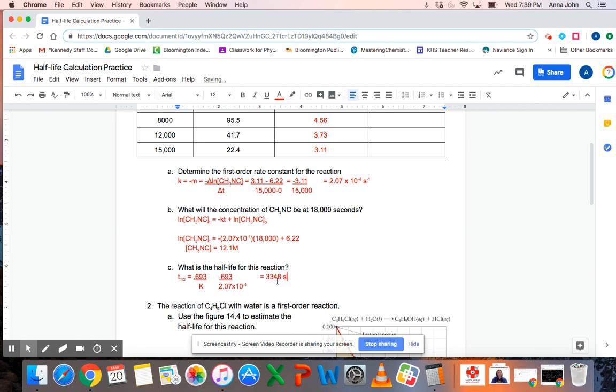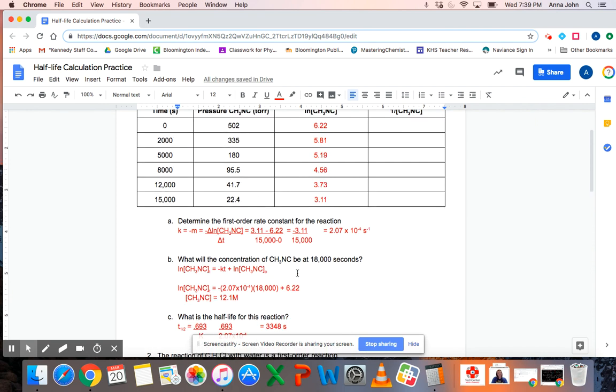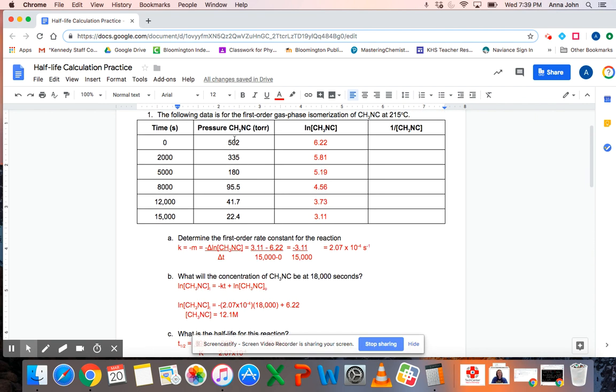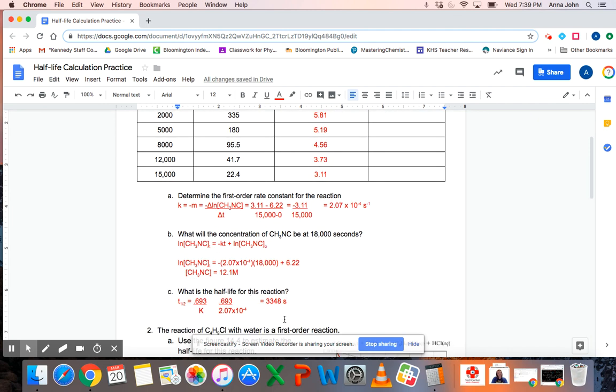And I get 3,348 seconds. Remember, the definition of half-life is the time it takes to get to half the concentration. So if our initial concentration is 500, half-life is about 250. So it would be in between these two concentrations here, which means it's going to be in between 2,000 and 5,000 seconds. And that's right where 3,348 falls. Hope this is helpful. This is going to be similar to one of the problems on the review sheet, where you'll have to calculate a concentration using the first order rate law and then also the half-life.